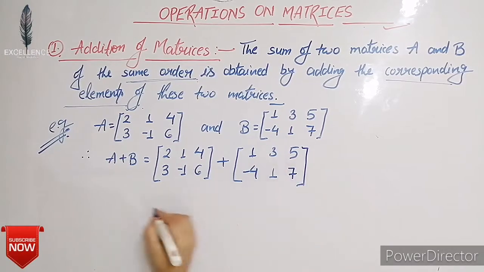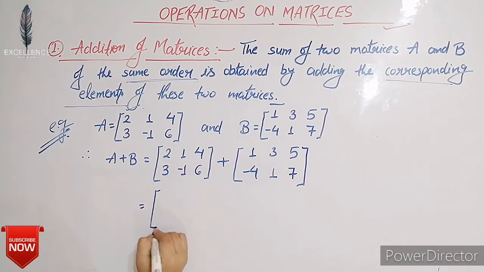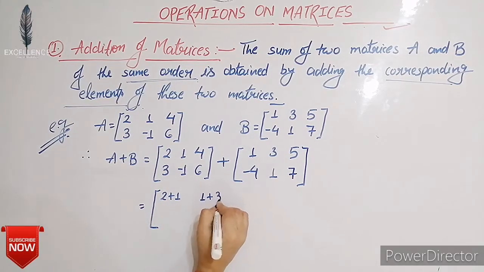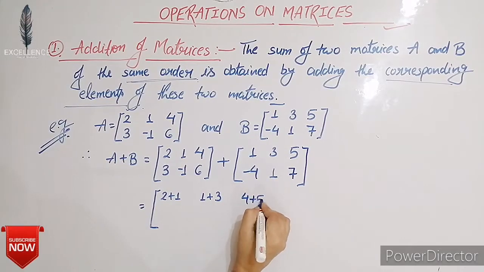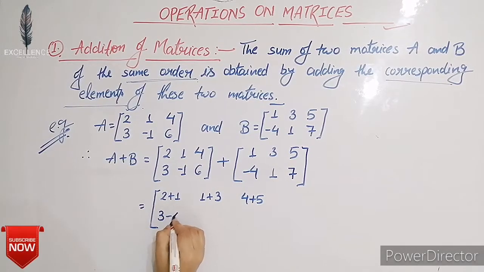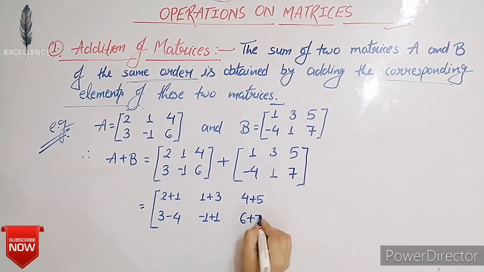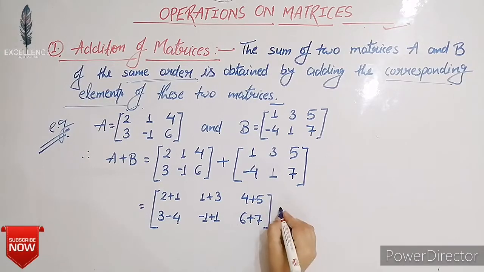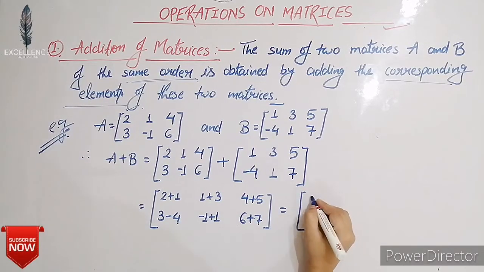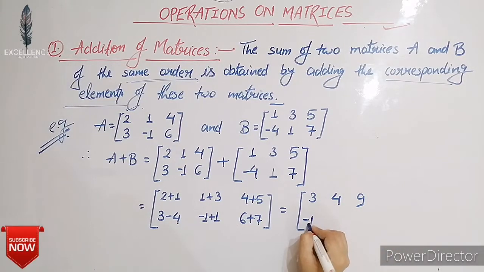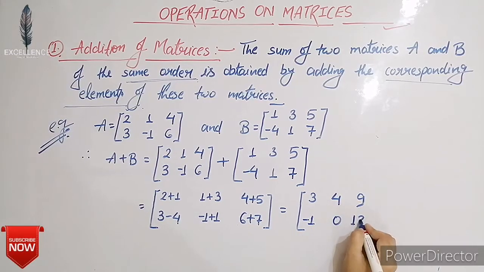Okay. So, to find the sum, we have to add the corresponding elements. So, 2 plus 1, next is 1 plus 3, 4 plus 5. In the second row, 3 minus 4, -1 plus 1, 6 plus 7. That is equal to, in the first row, 3, 4, 9, and in the second row, -1, 0 and 13. This is A plus B, the sum of A and B.